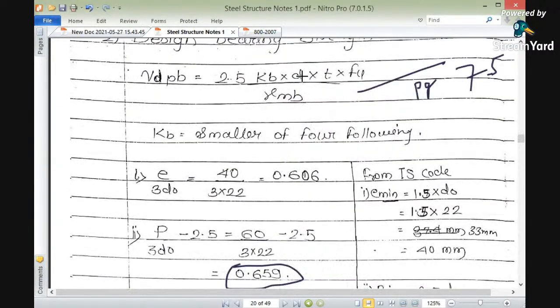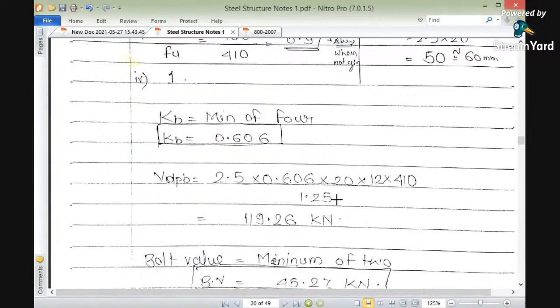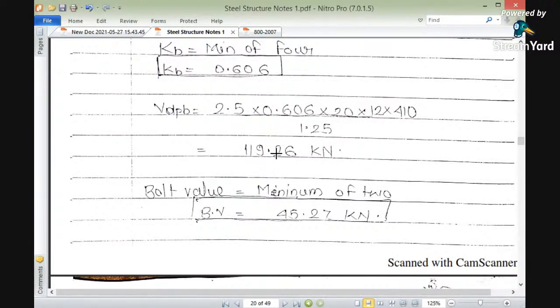In 2.5 into 0.606, the diameter of the bolt is 20. For the thickness of plate, we have to take the minimum thickness. Out of 12 and 14, we have taken the thickness of plate as 12. fu is given as 410 and gamma mb is 1.25. It comes to be 119. In the previous step we calculated 45. What is the minimum value?